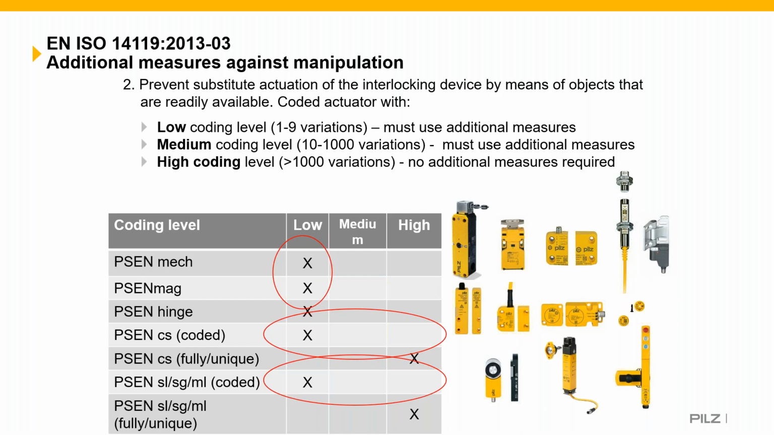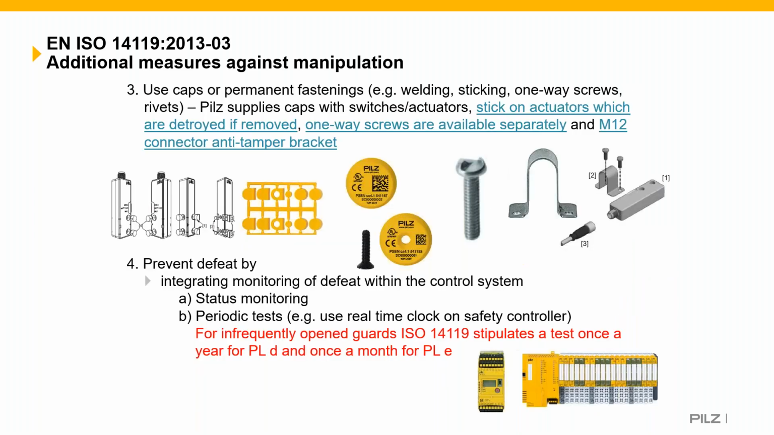And then finally, we do uniquely coded, where the switch and the actuator are sold as a pair. And if either are to fail, then you have to buy a new set. The use of caps or permanent fastenings, which Pilz can supply, prevent defeat via the control system.